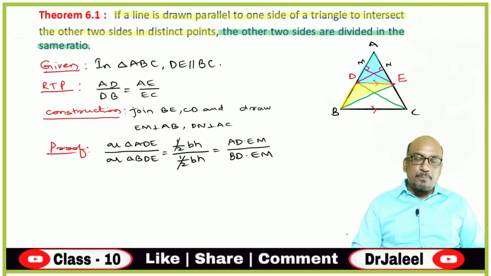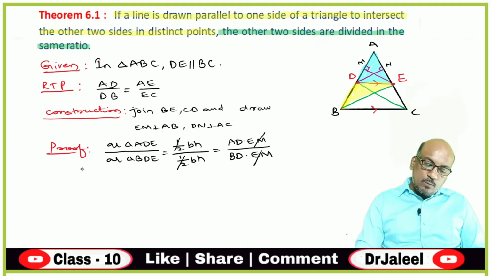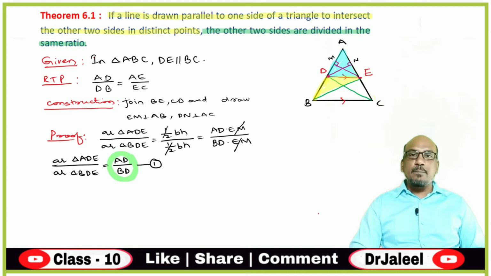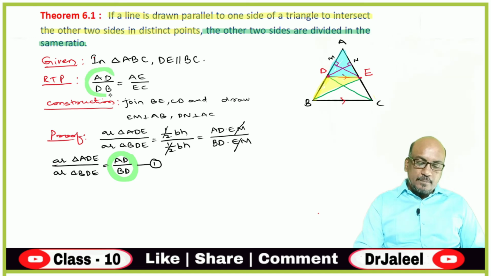So now when we proceed with this, EM will be cancelled. Then what is the statement that you are getting? Area of triangle ADE by area of triangle BDE is equal to what, children? AD by BD. Keep this as the first equation. So children, we got now AD by DB. AD by DB is nothing but the left side of the RTP.